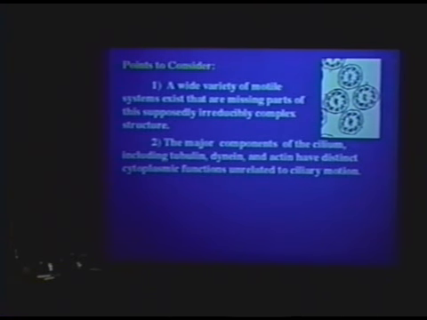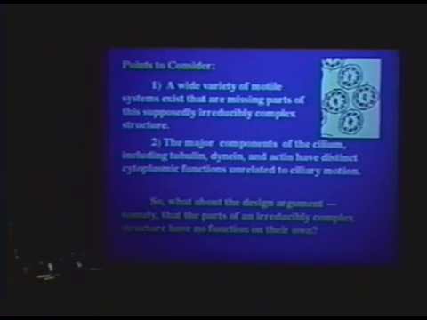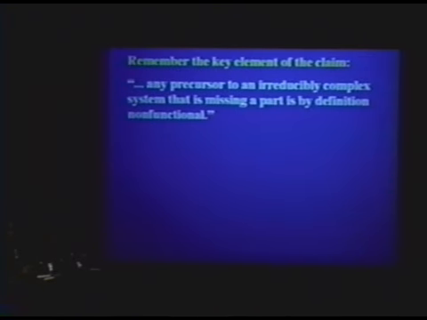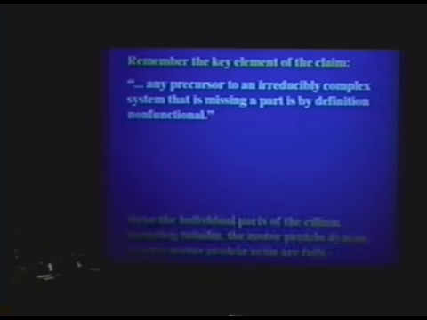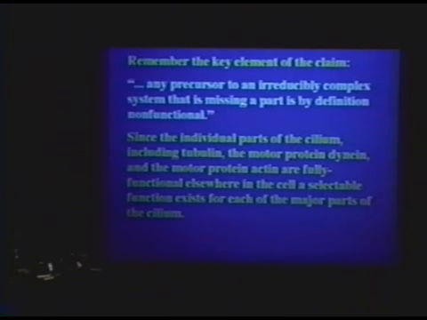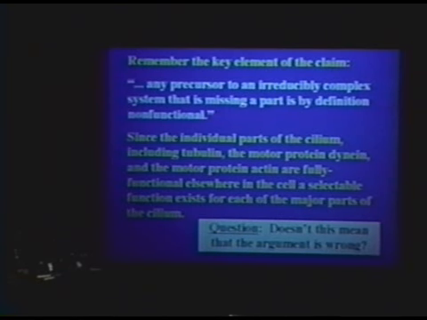Yeah, but you also said that natural selection has no way to make them. And the major components of the cilium include proteins like tubulin, dynein, and actin, and these have distinct functions in the cell that are unrelated to ciliary motion. So what can one make of the main argument, which is that the parts of an irreducibly complex structure have no function on their own? And remember, your statement, any precursor that's missing a part is by definition non-functional, but it turns out that these individual parts are fully functional elsewhere in the cell, and there's a selectable function for each of them, and doesn't that mean the argument is wrong?